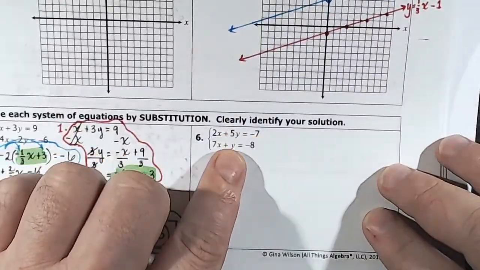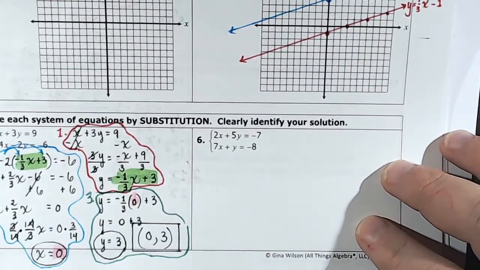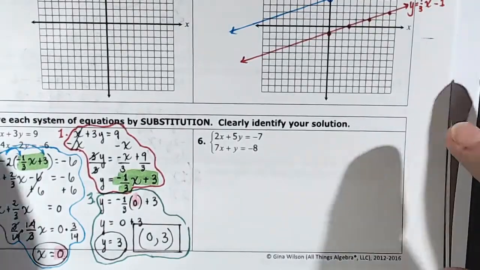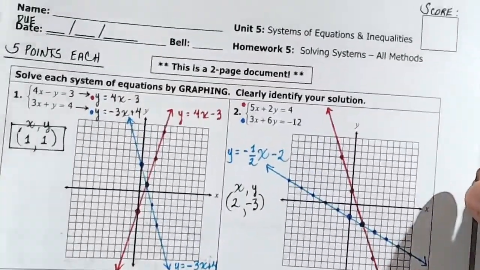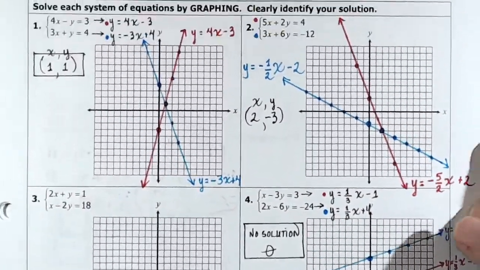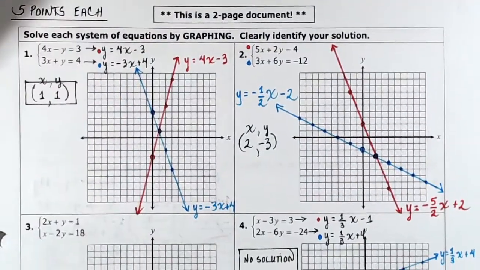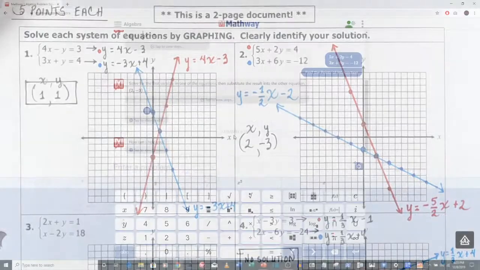Here on number 6, we have this system, 2x plus 5y equals -7, and 7x plus y equals -8, and we want to solve that system using substitution, okay? So the very first thing that I want to do is show you how to get the answer, okay? So what is the answer to the question? Well, let's jump into a browser, and I will show you exactly how to find the answer.